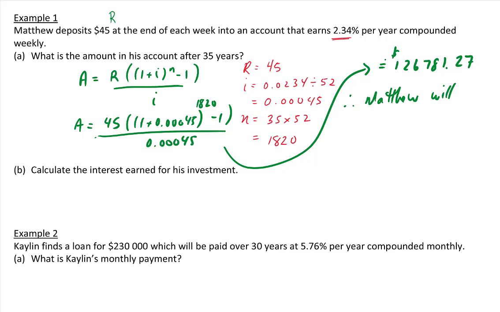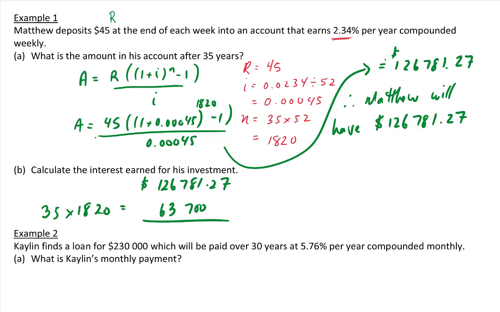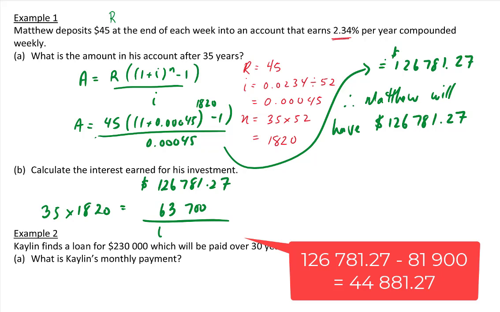And part B, calculate the interest earned for his investment. Well, we know the total of the investment is $126,781.27. He deposited $35 1,820 times, which gives us $63,700. And if we subtract, he earned $63,081.21.